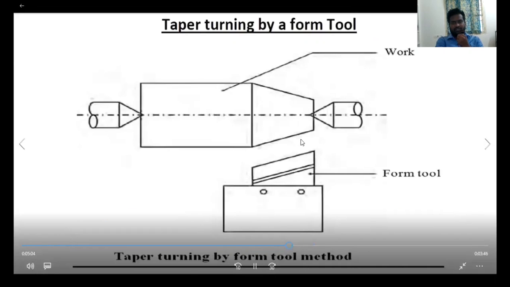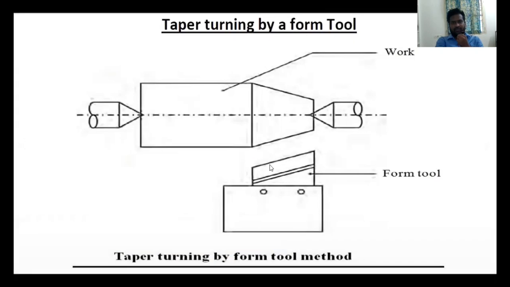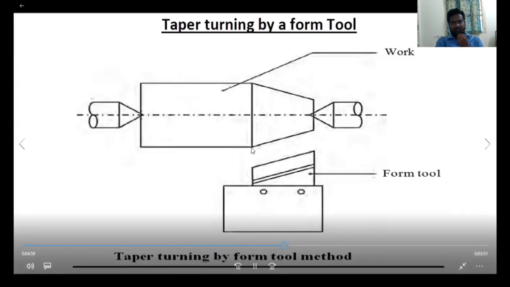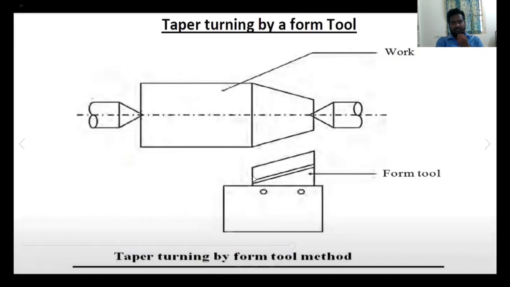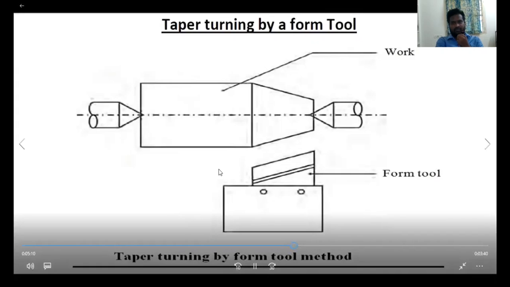I already told that the drawback is the width. How much width does it have? The tool has some width, and with that width only we are having this shape. Up to here only we are having the taper shape. Beyond this, we are not getting it because the width is limited to here only. Right? And this shape is reproduced on the workpiece. That's why it is called a form tool. Forming tool.